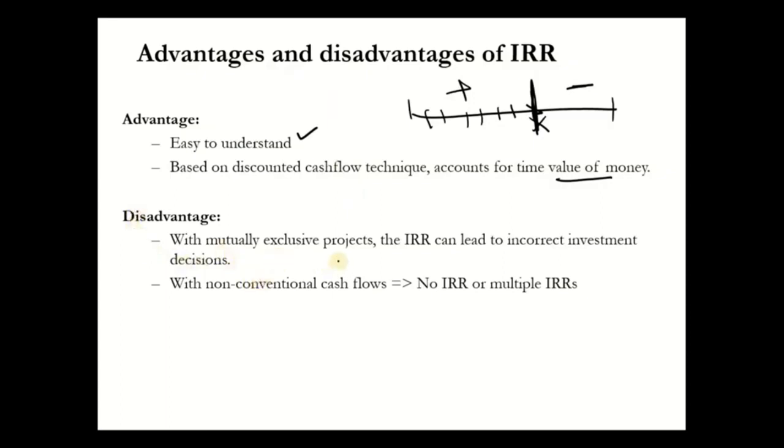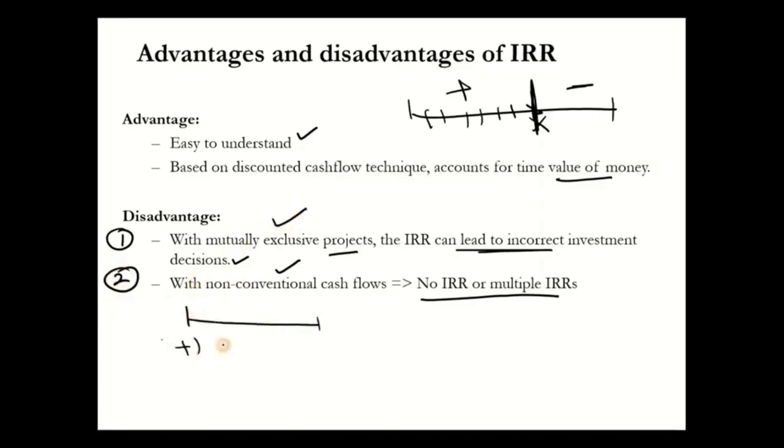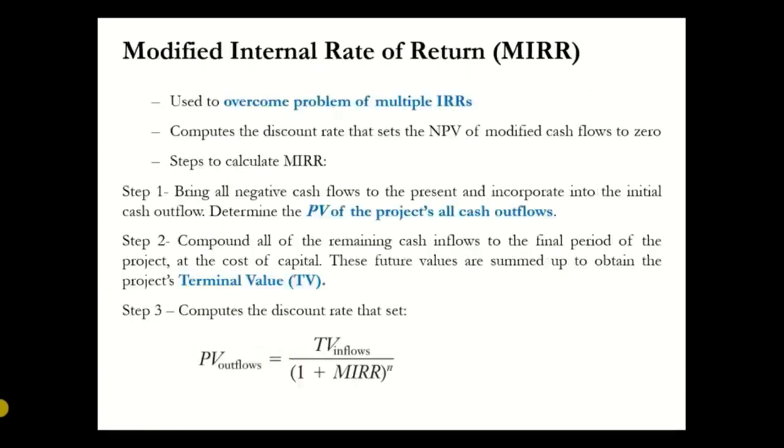Disadvantages: with mutually exclusive projects, IRR can lead to incorrect investment decisions. We just saw that. And with non-conventional cash flows, again we have multiple IRRs, right? Number one, if the projects are mutually exclusive, then we cannot choose IRR. It gives misleading results. And number two, when the cash flows are non-conventional, meaning positive in the start and then we have different stories, then we cannot use IRR.